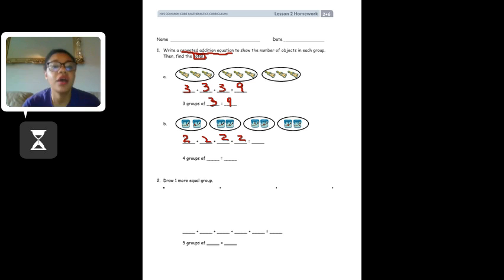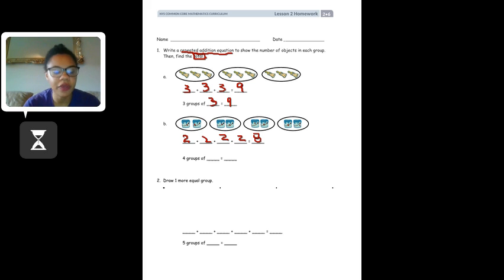There's 8 paint buckets in all. I also could have skip counted by 2s and said, there's 2, 4, 6, 8. There's 8 paint buckets in all because 2 plus 2 is 4, 4 plus 2 is 6, and then 6 plus 2 is 8 in all. So good job. And now that we've done our number sentence, let's go down.